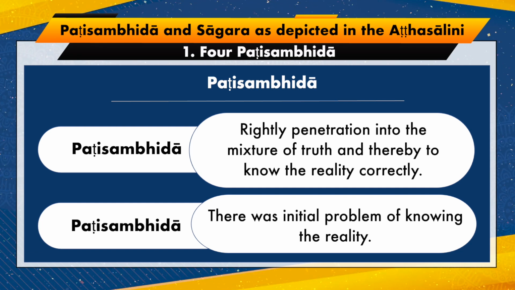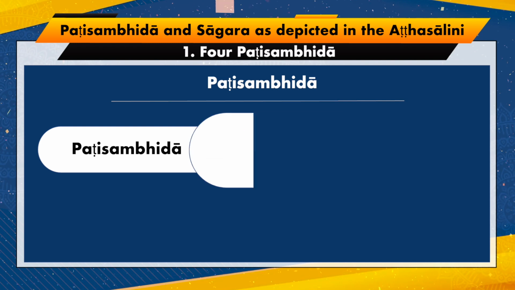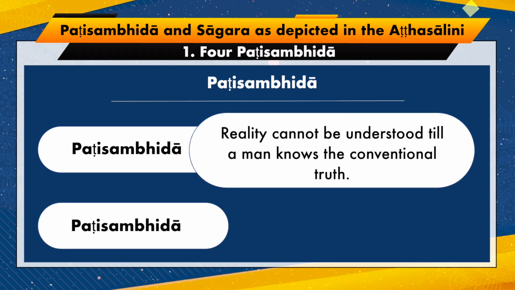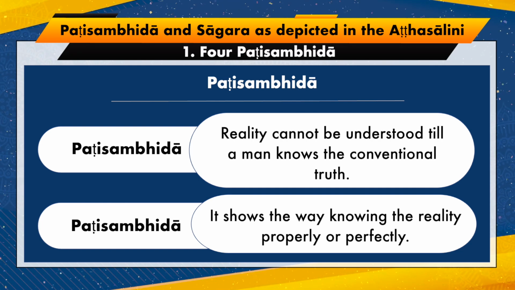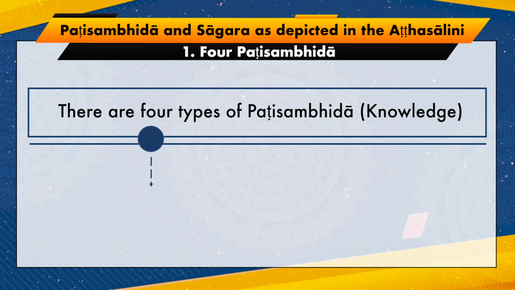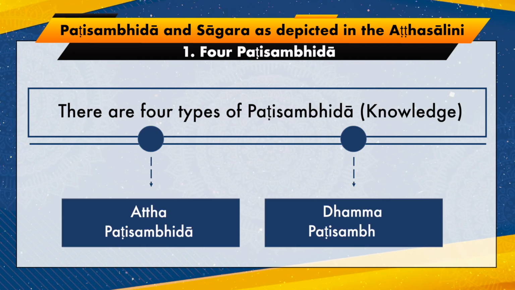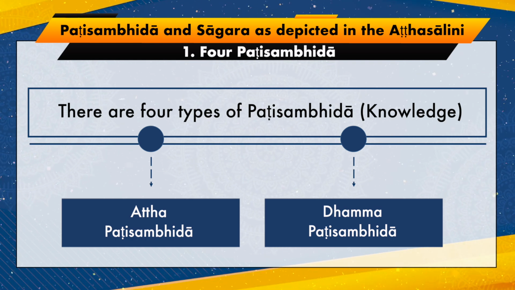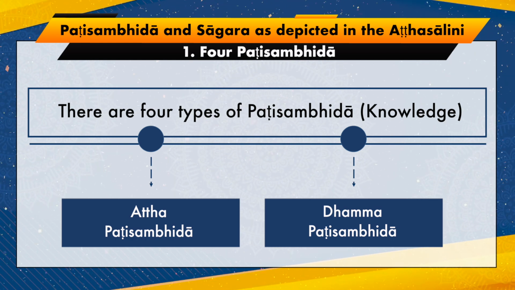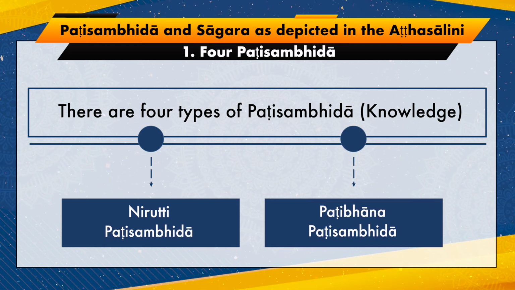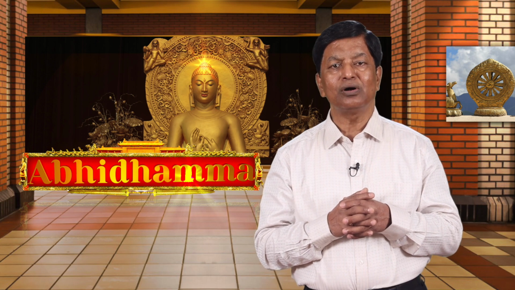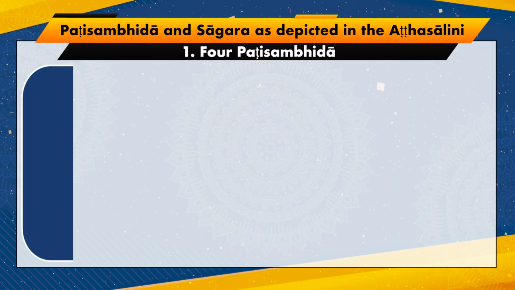There was the initial problem of knowing the reality. Reality cannot be understood till a man knows the conventional truth. Therefore, Paṭisambhidā shows the way of knowing the reality properly or perfectly. There are 4 types of Paṭisambhidā knowledge, namely first Attha Paṭisambhidā, second Dhamma Paṭisambhidā, third Nirutti Paṭisambhidā and fourth Paṭibhāna Paṭisambhidā. A brief description of all these is given below.